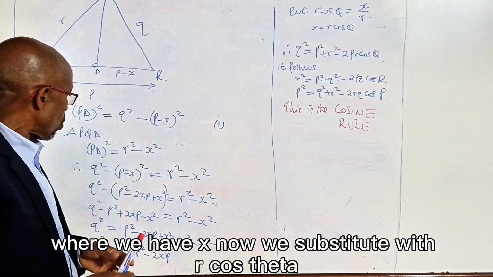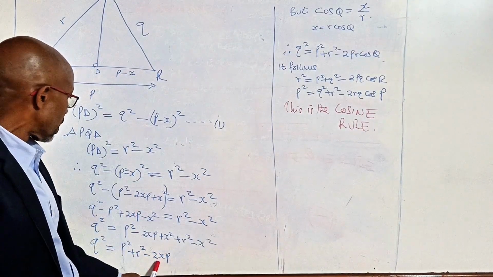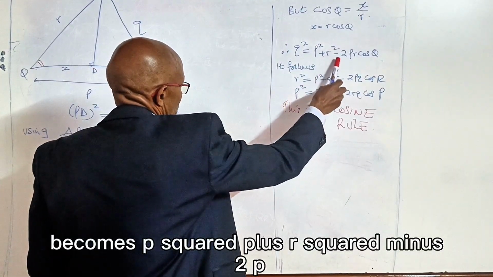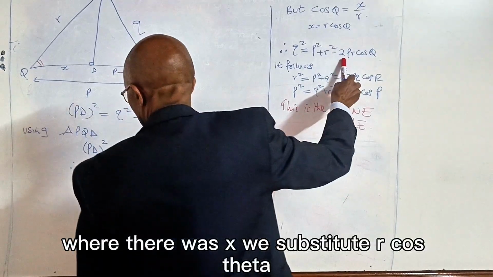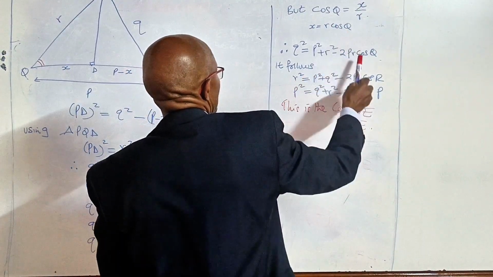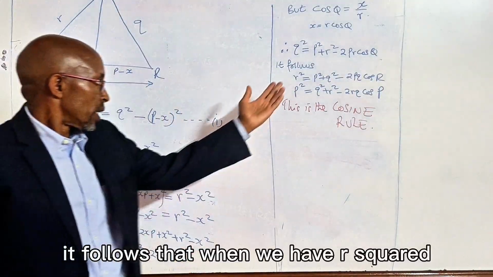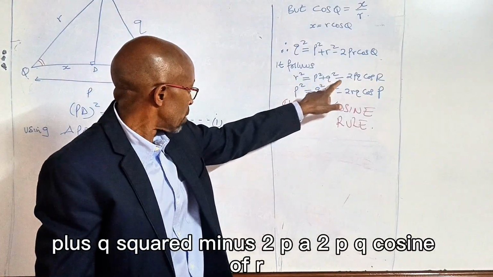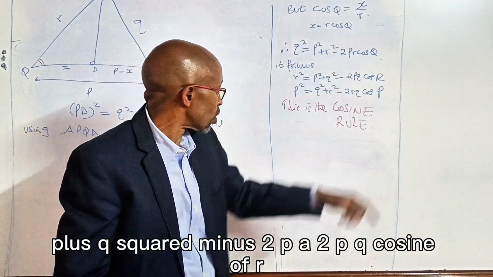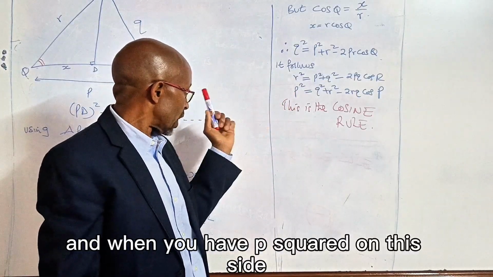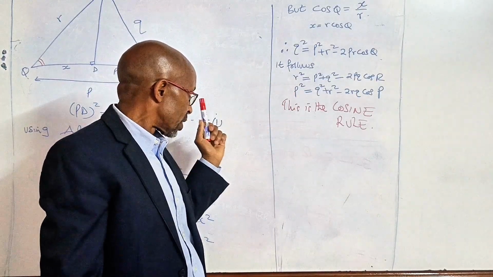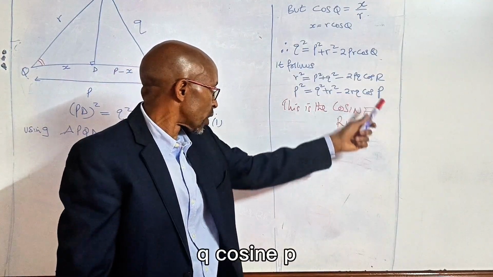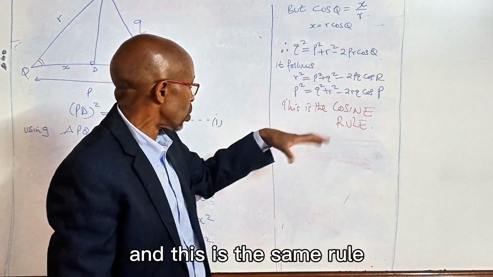Where we have x now, we substitute r cos theta. Therefore, our q squared becomes p squared plus r squared minus 2p r cos theta. It follows that r squared will be equal to p squared plus q squared minus 2pq cosine of R. And when you have p squared as the subject, we'll have q squared plus r squared minus 2qr cosine of P. And this is the cosine rule.